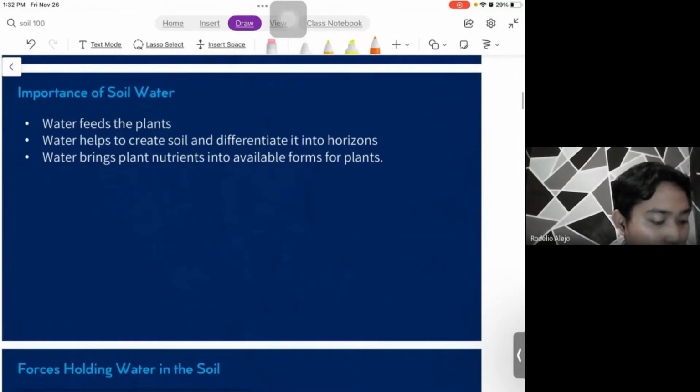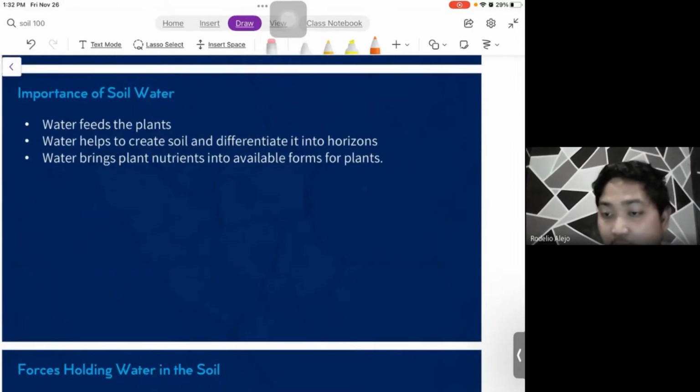So let us discuss first the importance of soil water. We all know that water is very essential, not just in plants, but also in humans like us. Di ba? We cannot survive without water. Kaya nga pag sa mga exploration sa outer space, di ba? Ano yung tinitignan nilang una? The presence of water on that planet, because water is very essential.